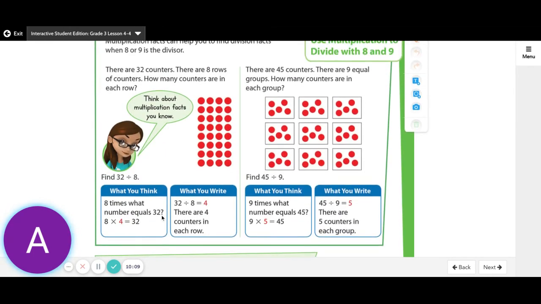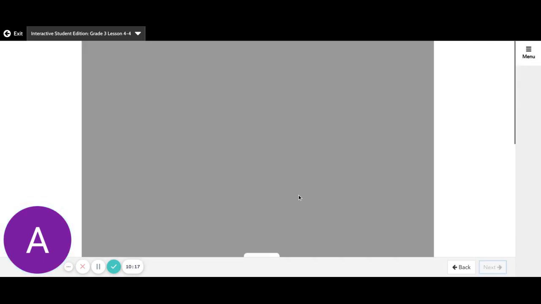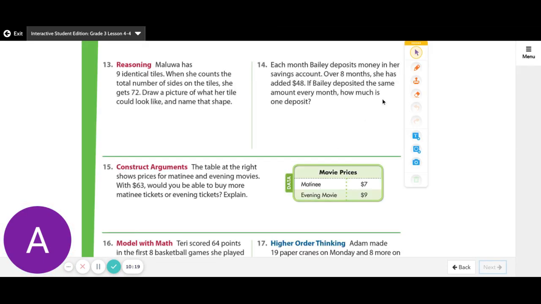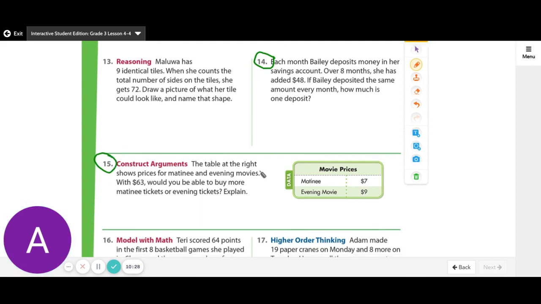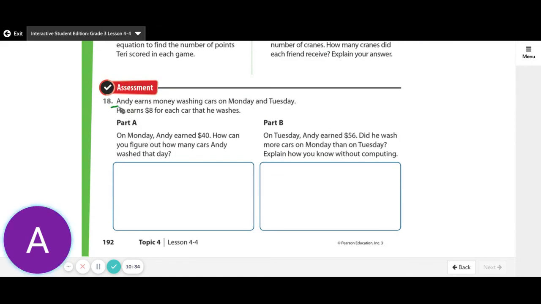Your job will be to complete our next page. Remember, the top just gives examples. So you'll do 191, you'll do all of them. Then on the back, 192, you need to complete 14, 15, 16, and 18. And you'll do part A and part B.